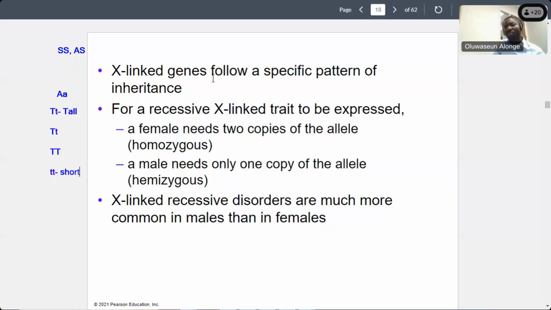So look at this. X-linked genes follow a specific pattern of inheritance. For a recessive X-linked trait, what must happen? 2 copies of that allele must be present. If 1 copy is present, then it will not be expressed.